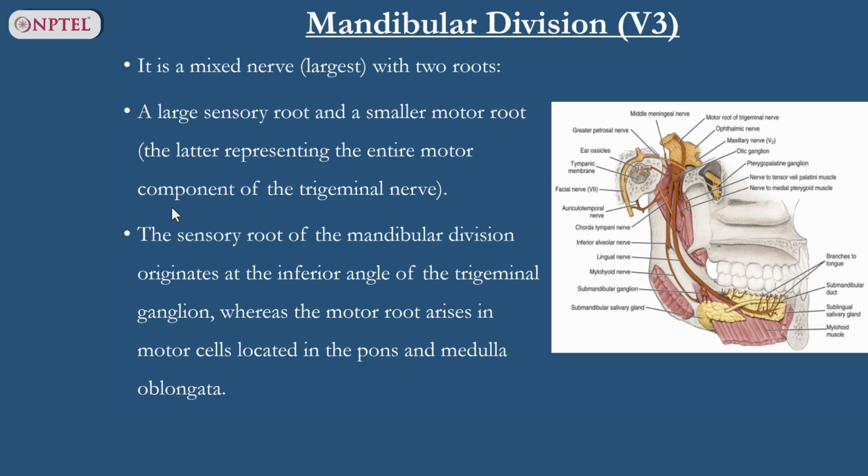The mandibular division is mixed in nature. It is the largest of the three divisions. It has a large sensory root and a smaller motor root. The sensory root of the mandibular division originates at the inferior angle of the trigeminal ganglion, whereas the motor root arises in the motor cells located in the pons and medulla oblongata. The mandibular division comes out of the cranial cavity via the foramen ovale.